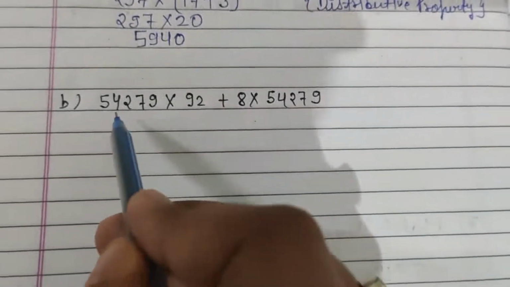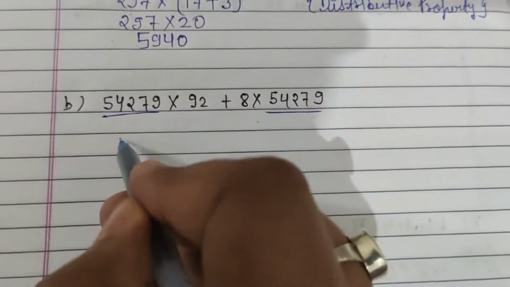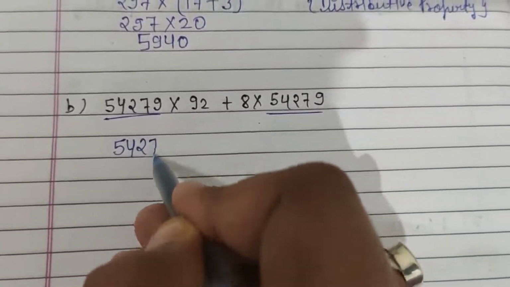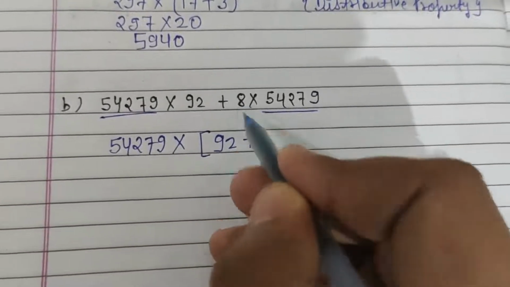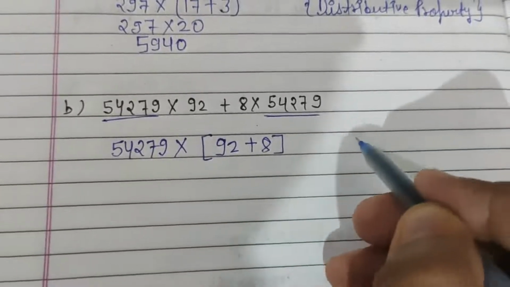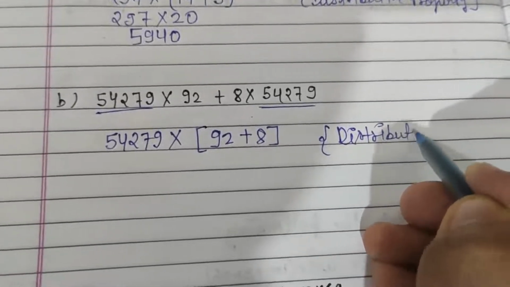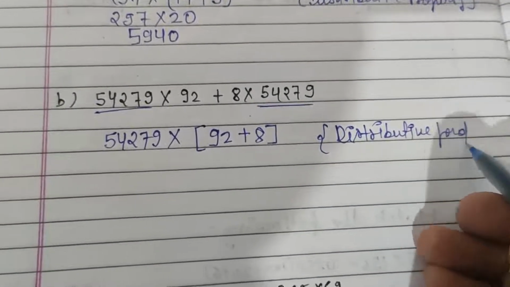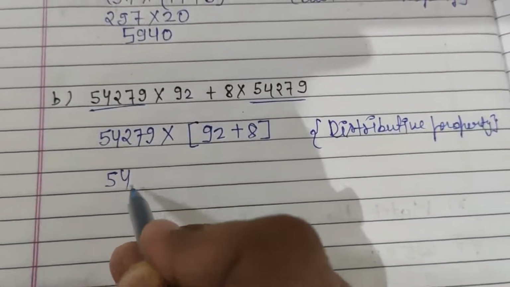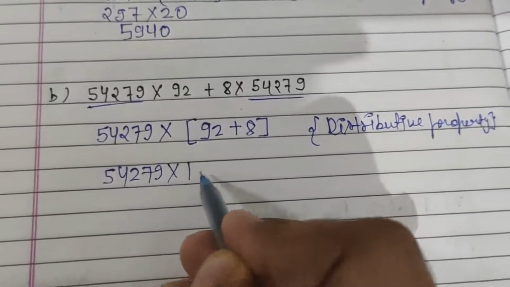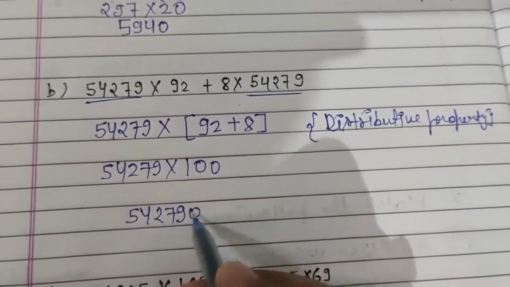Next, here you can see 54279 is common. So we will take it outside. 54279, then 92 is left, and here 8 is left. So write 92 plus 8. Again the same property, distributive property. Then 92 plus 8 is 100. So 5427900.